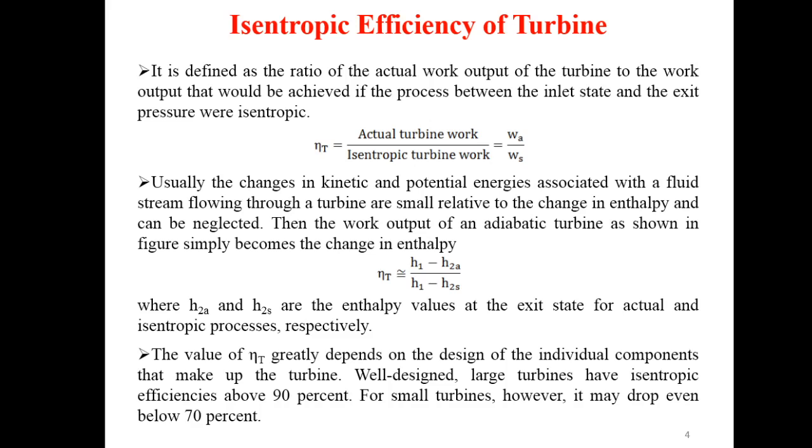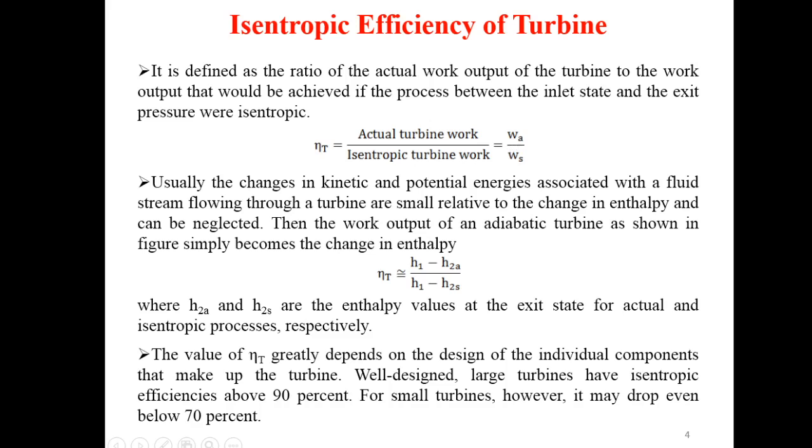It is defined as the ratio of the actual work of the turbine to the work output that would be achieved if the process between the inlet state and the exit pressure were isentropic. So efficiency of turbine is equal to the ratio of actual turbine work divided by isentropic turbine work. It is Wa upon Ws.